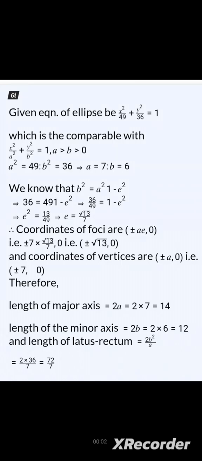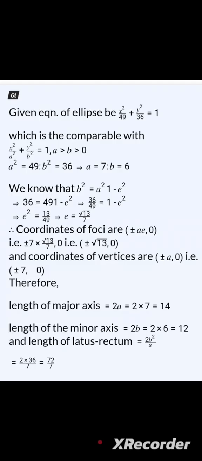Exercise 12.3 ellipse sum number 6 part 1. Here the equation is given as x square by 49 plus y square by 36 is equal to 1, for which we have to find the center, foci, vertices, length of major axis, length of minor axis, and the eccentricity and latus rectum also. That means the length of the latus rectum.